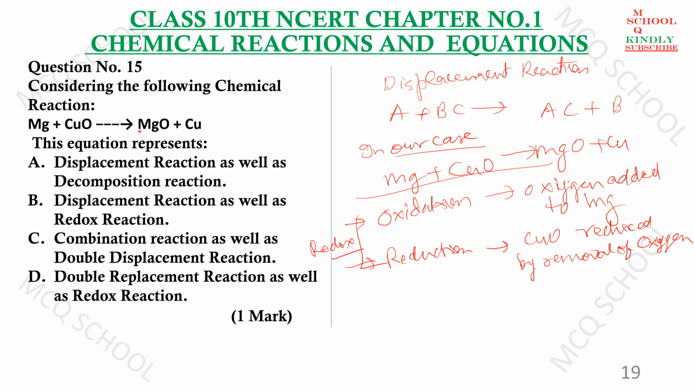Magnesium is getting oxygen, and reduction is the removal of oxygen. So in copper oxide, oxygen is removed. So both oxidation and reduction are happening. It's a combination of both, that is redox. So the correct answer is displacement reaction as well as redox reaction, that is B.